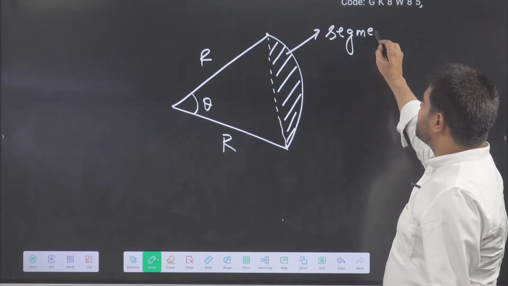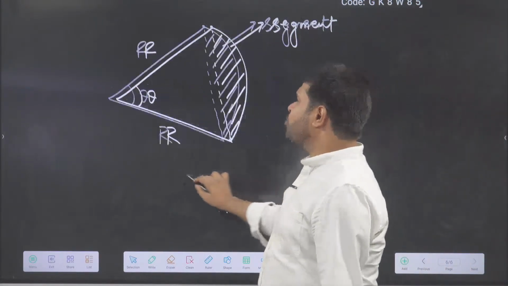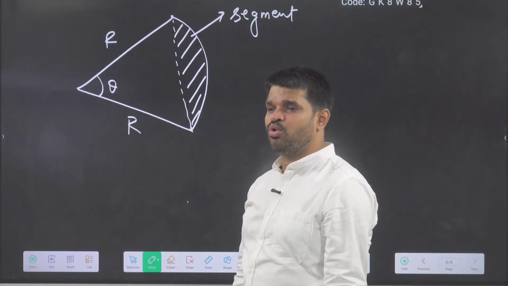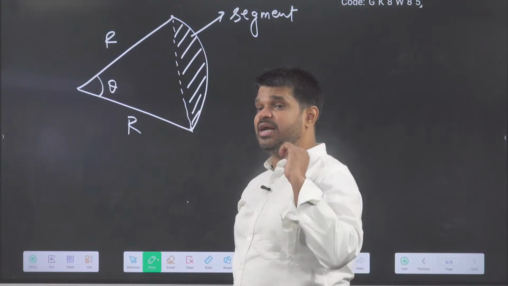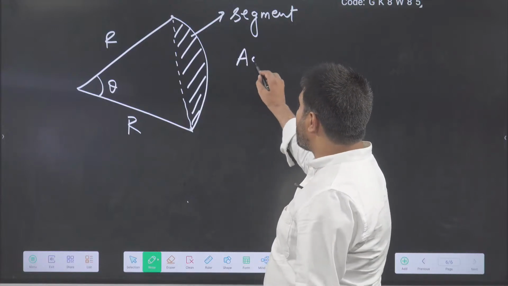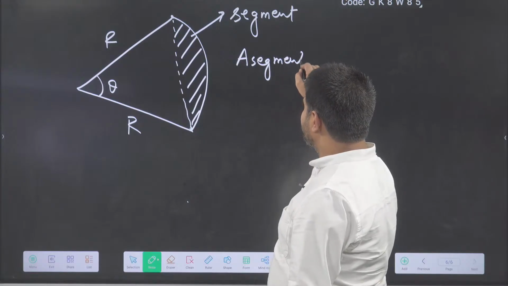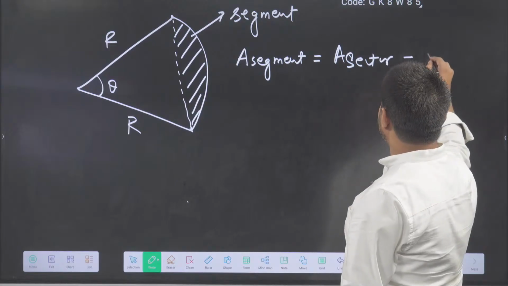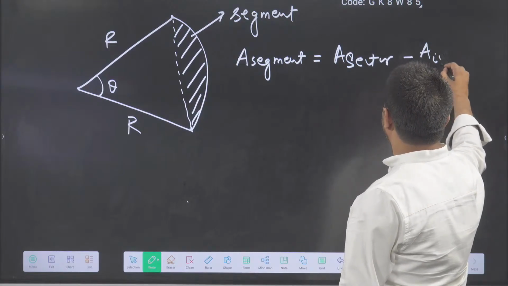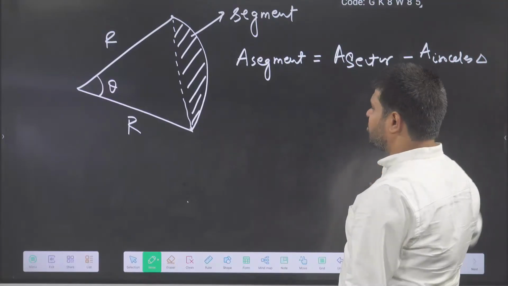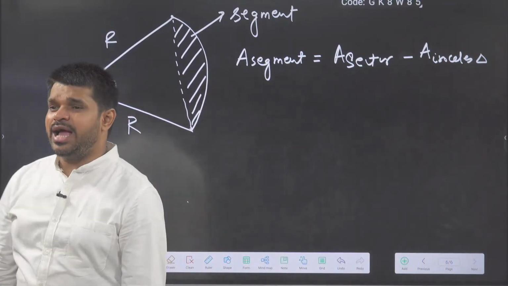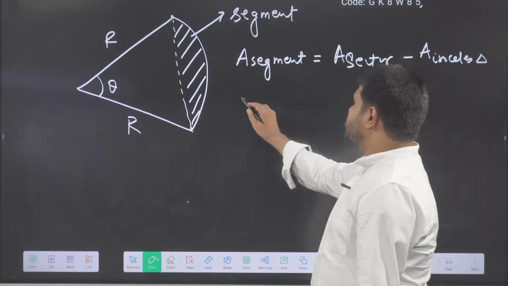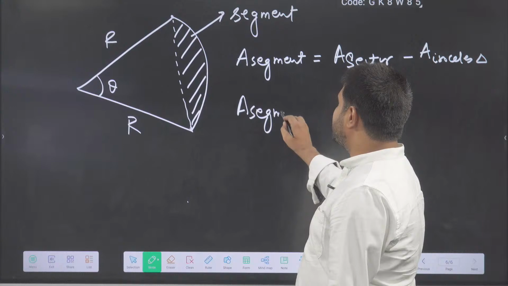Now I am going to write the area of the segment directly. Area of segment is area of sector minus area of isosceles triangle. Area of sector minus area of isosceles triangle. So I am writing the area of segment.